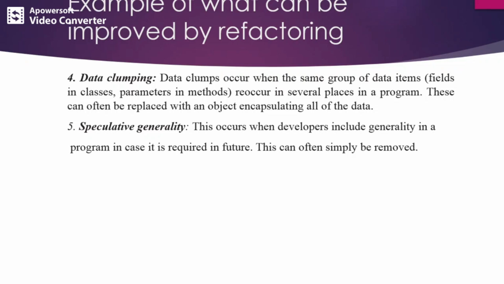So these can be replaced with an object encapsulating all of the data. Okay, speculative generality. This occurs when developers include generality in a program in case it is required in future. So this can often simply be removed. So these are the examples of what can be improved by refactoring.